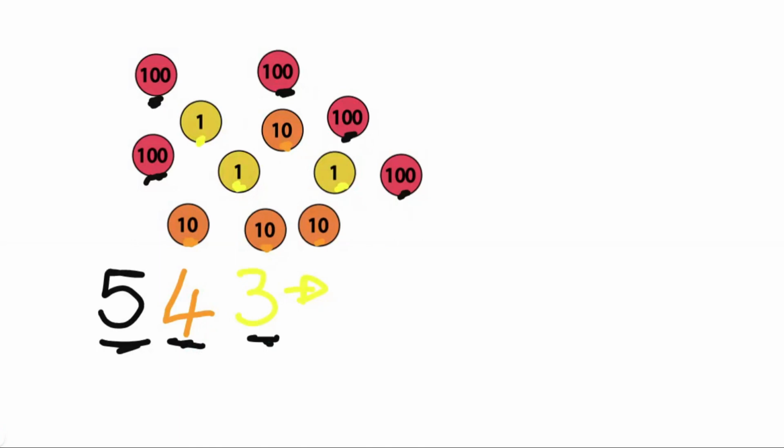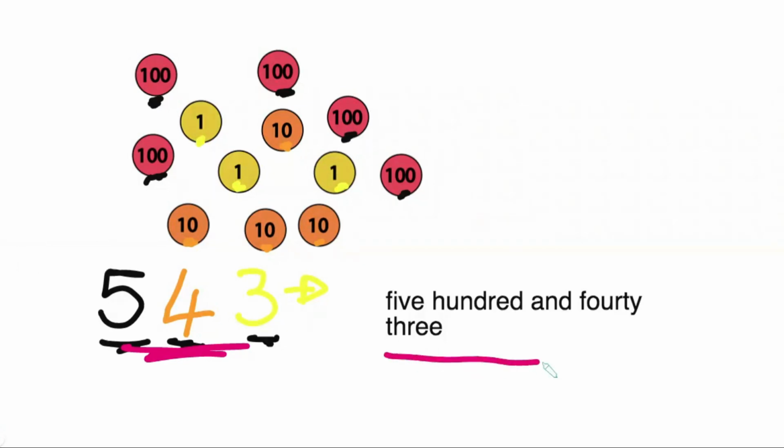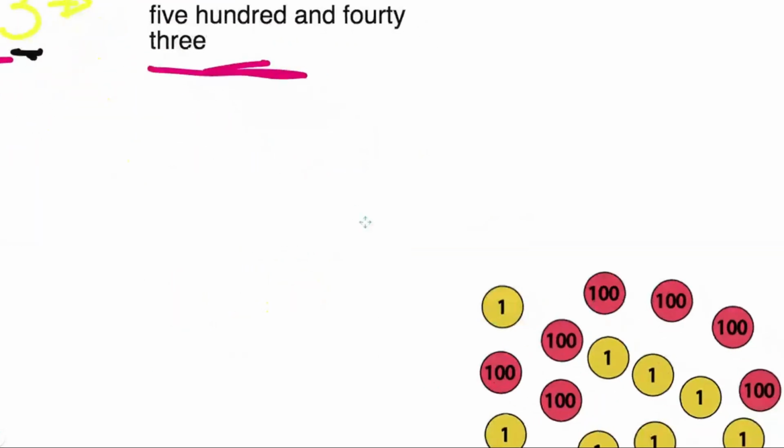543. Now we're going to write the number in words. 540. Let's put that at the bottom. 3. Nice and simple. So we've got 543 in numerals here, and 543 in words here. Nice and simple. Let's continue with one more.